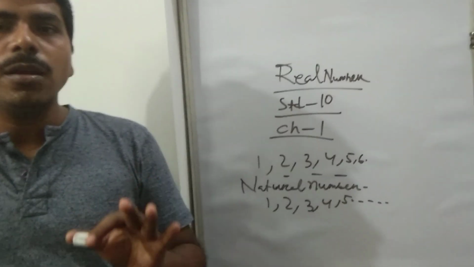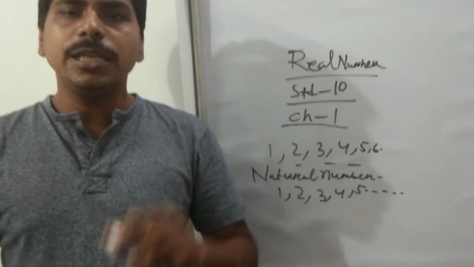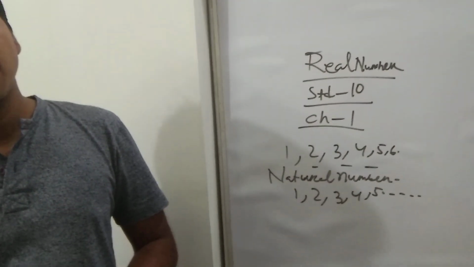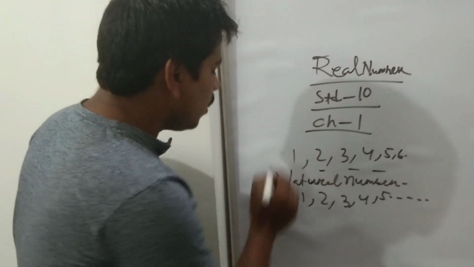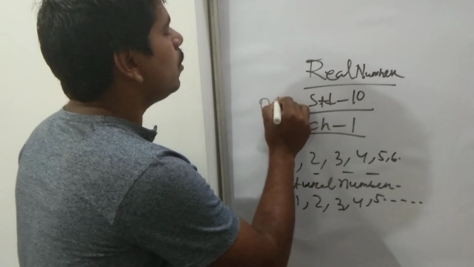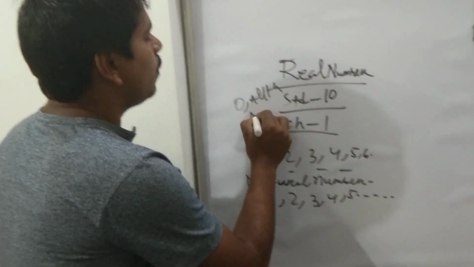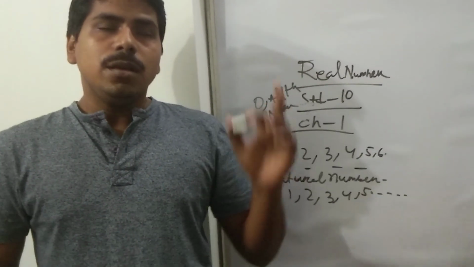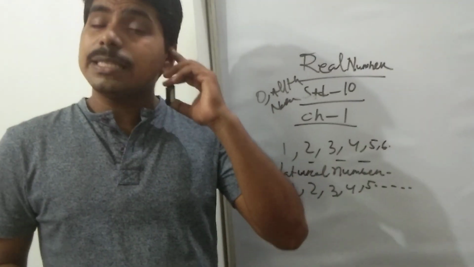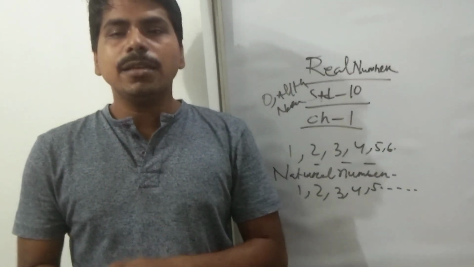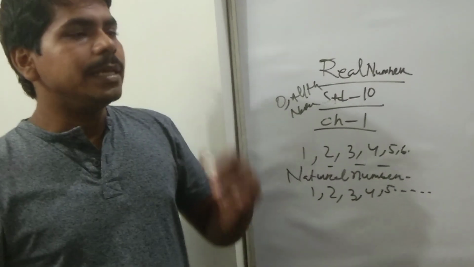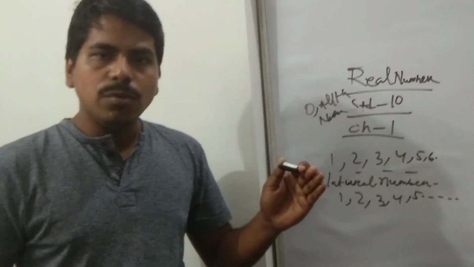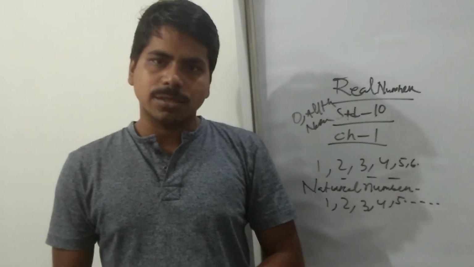What is whole number? The zero and all the natural numbers are called the whole numbers. Now the next one is integer. What is integer? All the negative and positive numbers with the zero, that is called the integers.